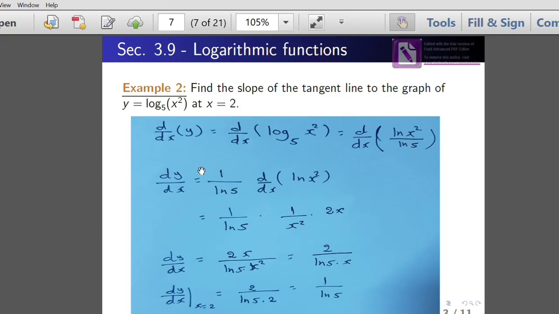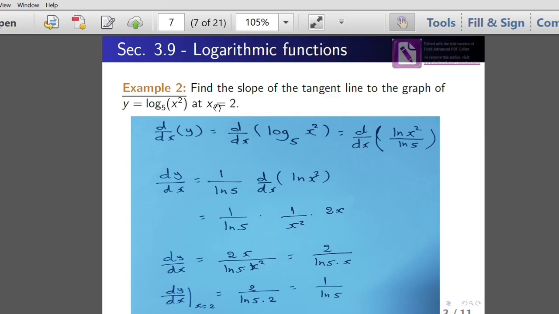So now we will differentiate both sides. The derivative of y will be dy over dx. Here we have ln 5 as a constant, so we take it out. We just need to find the derivative of ln x squared. So 1 over ln 5 will be the same. The derivative of ln x squared will be 1 over x squared, and we need to multiply by the derivative of what is inside the ln. Inside the ln is x squared, so the derivative of x squared will be 2x. So now dy over dx will be 2x over ln 5 multiplied by x squared. Then we can cancel x from here with one x from here. It is equal to 2 over ln 5 multiplied by x.